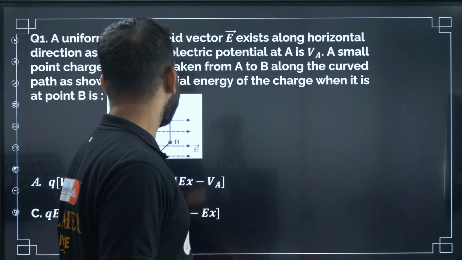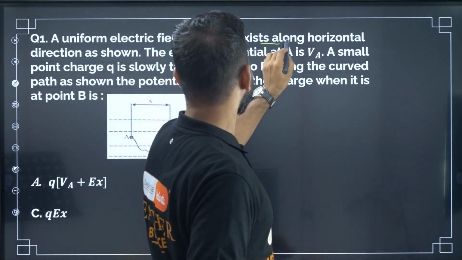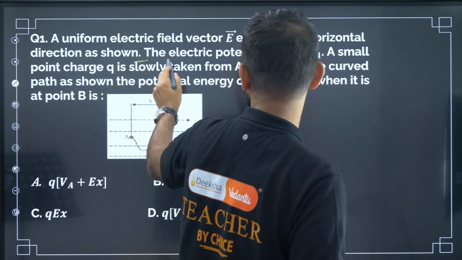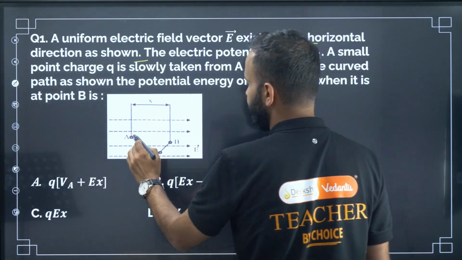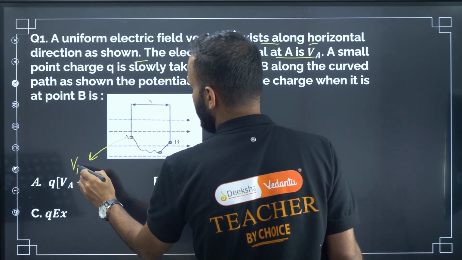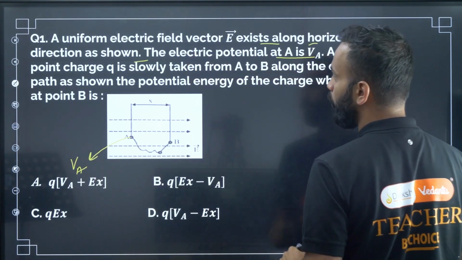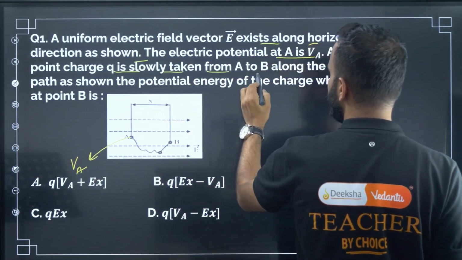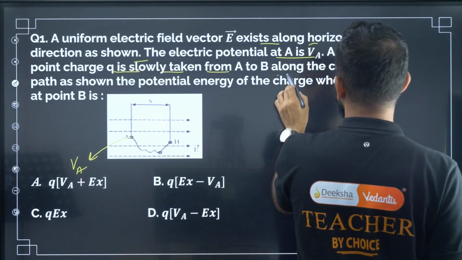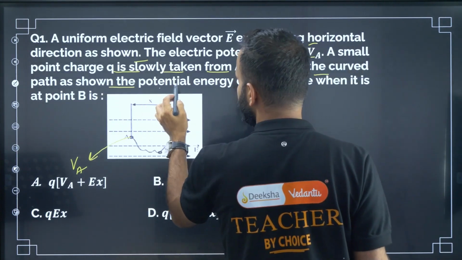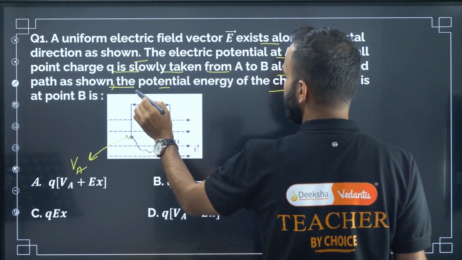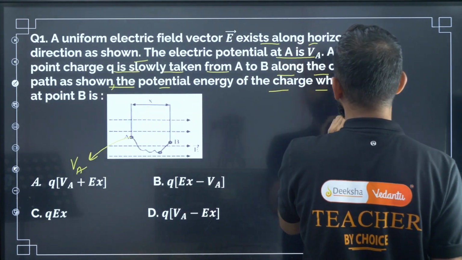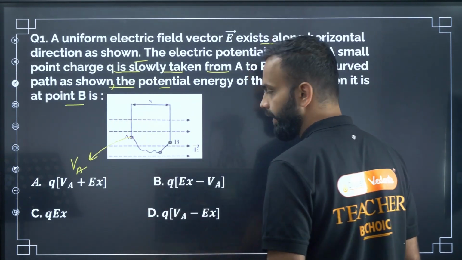A uniform electric field E vector exists along the horizontal direction as shown. The electrostatic potential at A is VA. A small point charge Q is slowly taken from A to B along the curved path as shown. Find the potential energy of the charge when it is at point B.